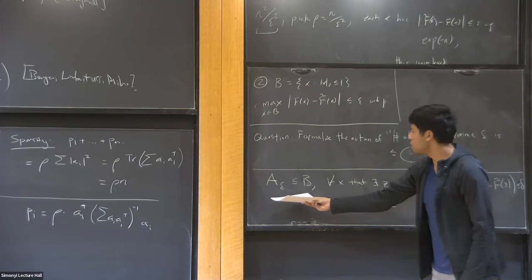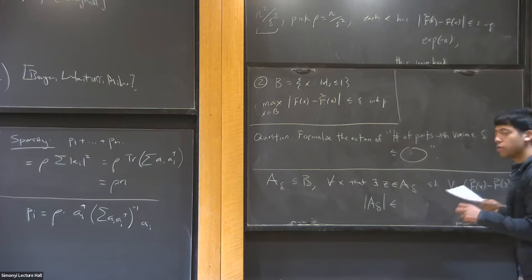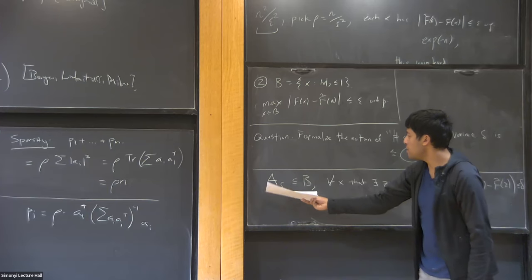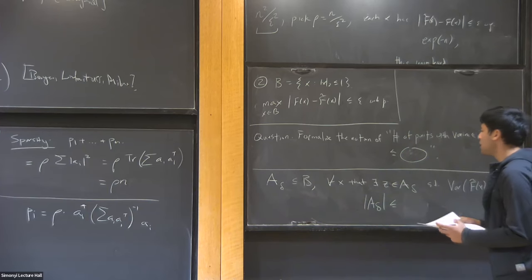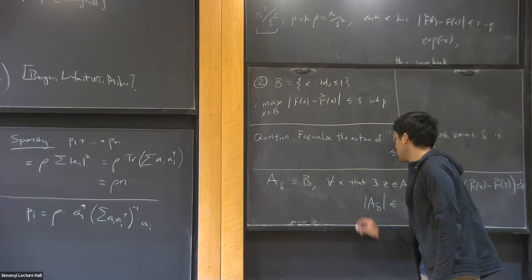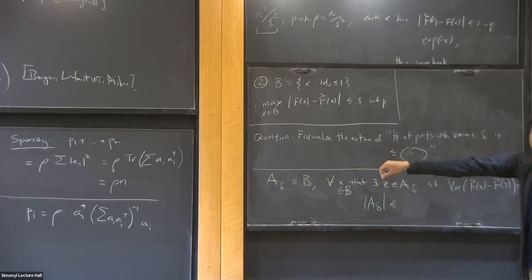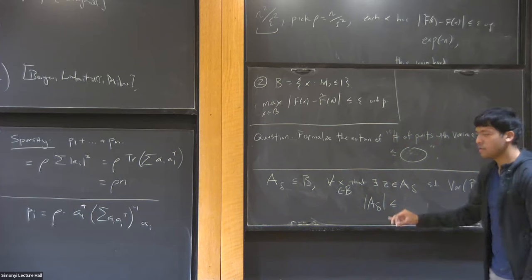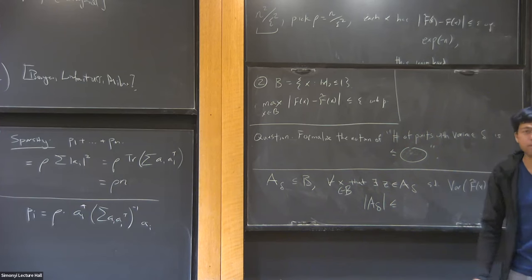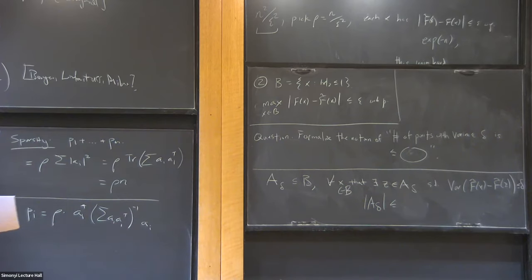Once again, the way to formalize that the number of points of variance delta is not too large is to find a subset A delta of B such that for all points x in B, to be formal, there exists a z in this set I found, and the variance of this difference is at most delta. And I have some bound on the size. For every x, there is a point in this set where the variance of the difference is not large.